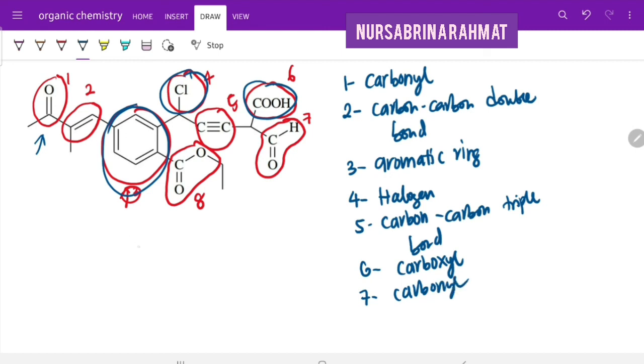Okay, and then number 8 we have here C double bond O, and that C attached to another oxygen, and that oxygen attached to another C. So it's very different from COOH, because that oxygen is bonded to hydrogen, but in this one, this oxygen is bonded to another carbon, another alkyl group. So this one, instead of carboxyl, is actually carboalkoxyl.